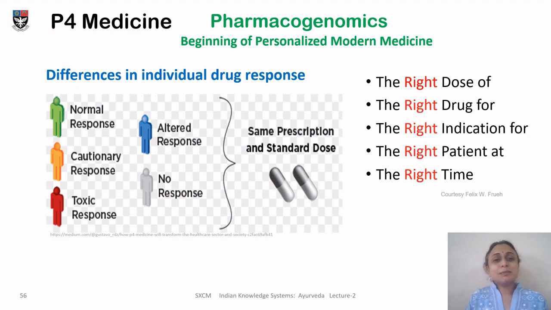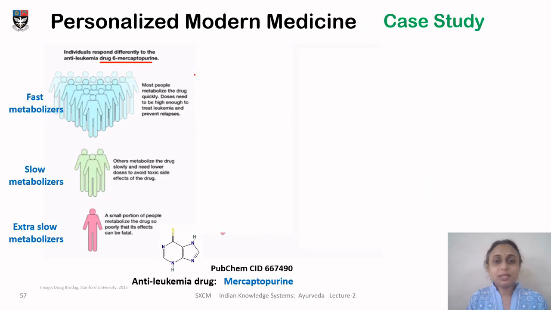Something that is the basic premise of Ayurveda, just the terms used are different. We use Vata, Pitta, Kapha Prakrutis to personalize the medications in Ayurveda. And what we use here is pharmacogenomics to ensure P4 medication for individuals. Let us look at P4 medication using a case study.